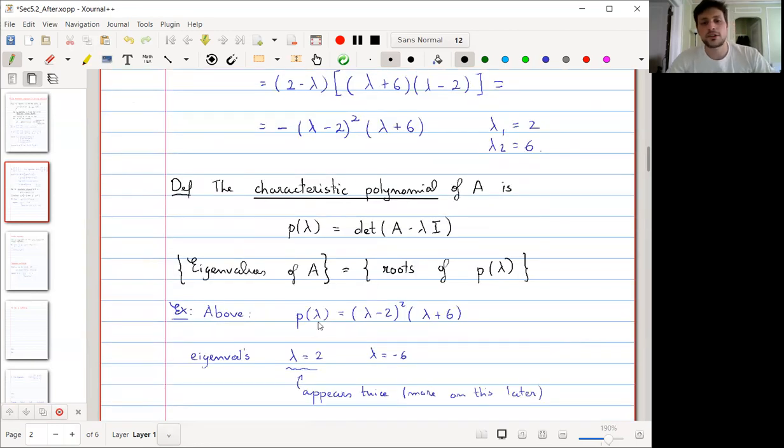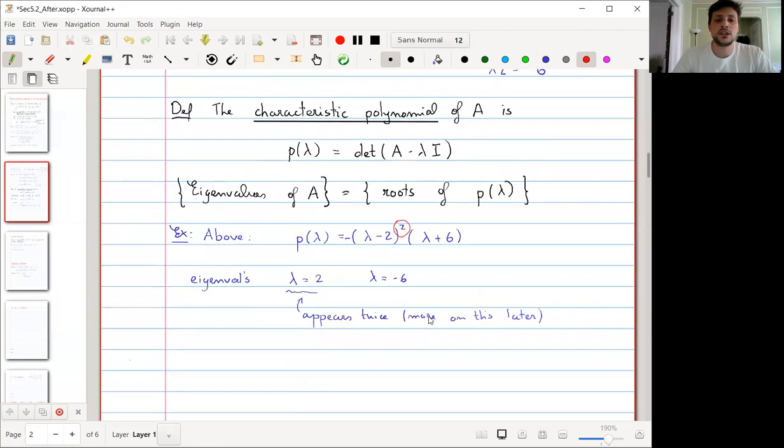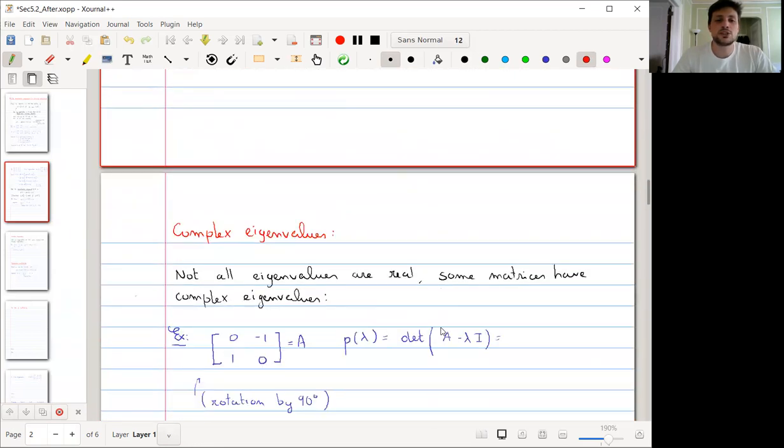In the example above, the characteristic polynomial that we computed was, there's a minus, it was minus lambda minus 2 squared times lambda plus 6. Sorry for that. The root of this polynomial is actually -6, and the eigenvalues are 2 and -6. I want to point out at this moment that it will play a significant role later, the fact that 2 appears twice as a root because there's an exponent 2. We'll come back to that in a second.